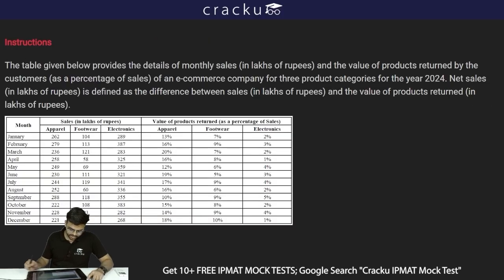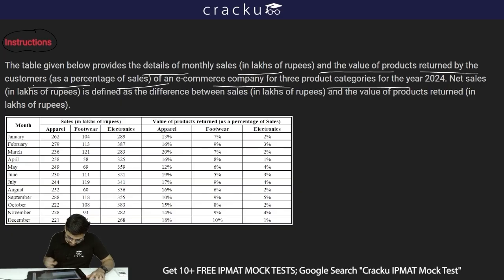Now for the next question, it is a set based question. Certain instructions are given for the set and using this data we have to find out the possible answers for the questions given. So this is the data given. The table below provides the details of monthly sales in lakh of rupees and the value of products returned by customers as a percentage of sales of an e-commerce company for 3 product categories for the year 2024.